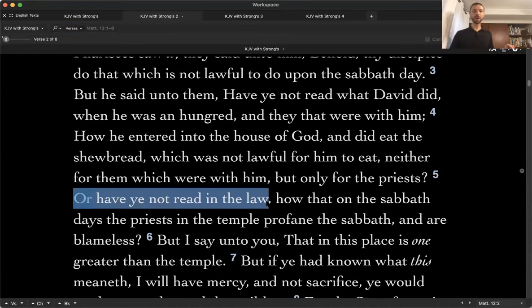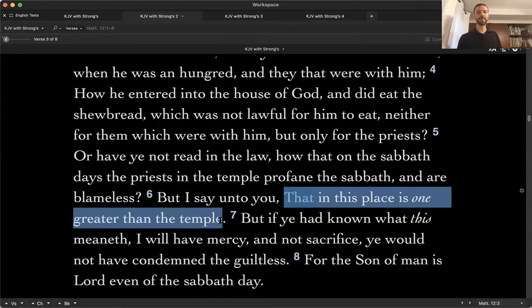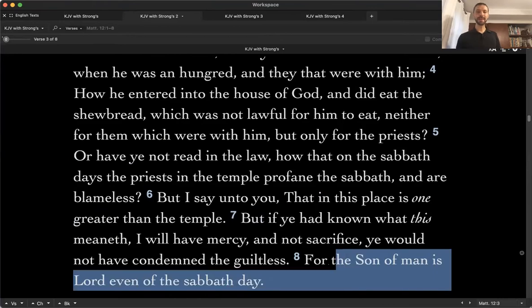In other words, Jesus' argument is not, forget the law, it's no longer relevant. He appeals to the law to answer them. Why? Because they had added tradition. Jesus says, actually, you don't understand the original. The original law is the clearer. But then he's going to keep on going. Watch this point. I say unto you that in this place is one greater than the temple. And furthermore, the Son of Man is Lord even of the Sabbath day.